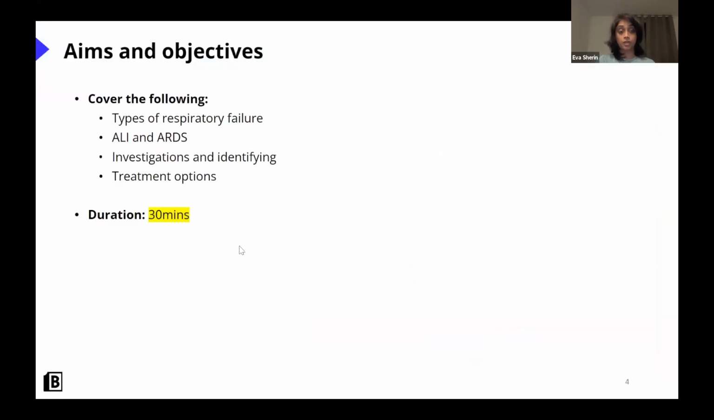Coming back to the topic that we have in hand. Today I'll be covering the types of respiratory failure, what is ALI and ARDS as well, how you differentiate between the two, how you diagnose them, investigations that you need to do for respiratory failure, and that's where we get into ABG a bit, and then further treatment options.